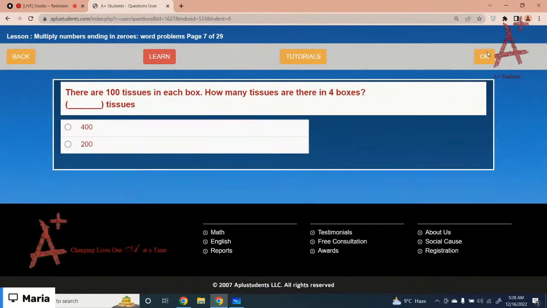There are 100 tissues in each box. How many tissues are there in four boxes? So which option is the correct one? 100 times 4 is 400. Got it? So that means in four tissue boxes, the total tissues are 400.